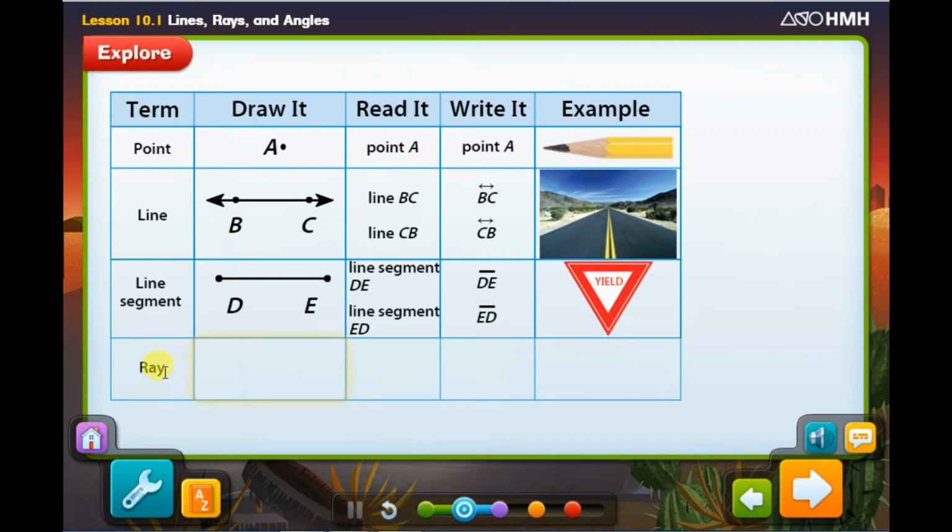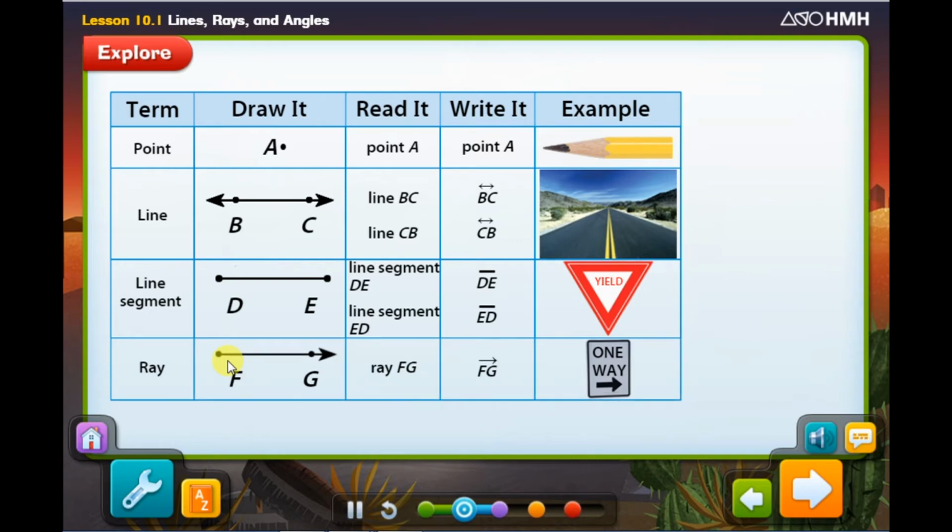The ray is also a part of the straight line. It continues without end in one direction and has an endpoint at one end. Here's how you draw a ray, like that. It is ray FG. The symbol for a ray looks like a ray placed over the letters that name the ray. The arrow on a one-way sign models a ray.